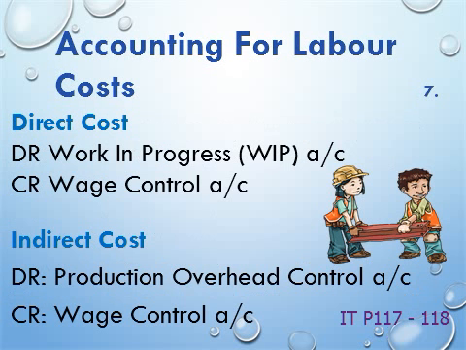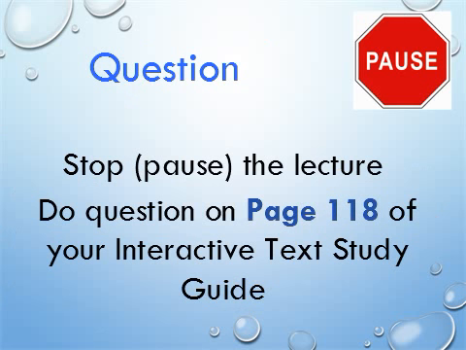For the direct cost: debit the work in progress, WIP, account. Credit the wage control account. For the indirect cost: debit the production overhead control account. Credit the wage control account. Stop the lecture. Do the question on page 118 of your interactive text study guide.